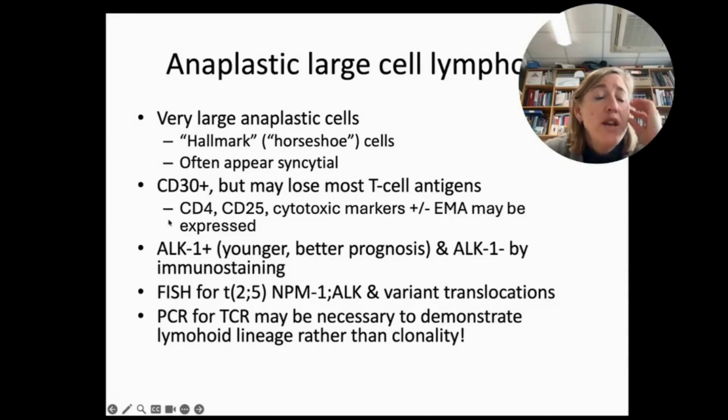While I've said you should not do clonality PCR to determine whether it's a B or T cell lineage, sometimes if you've got a CD30 positive tumour and you're thinking about things like germ cell tumours as well, doing PCR and showing a rearranged T cell receptor can be helpful in demonstrating that at least this is lymphoid and not some other type of tumour.